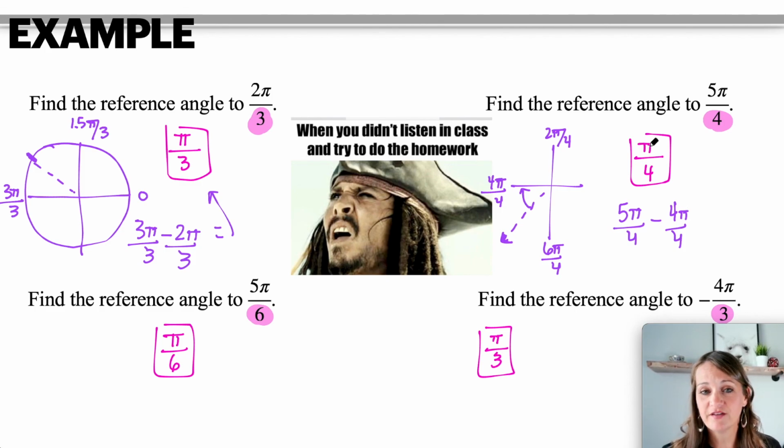It happens with every single denominator, no matter what. Whatever your denominator is, it's automatically going to be pi over that number. So finding the reference angle for radians is actually a whole lot easier than finding the reference angle for degrees.